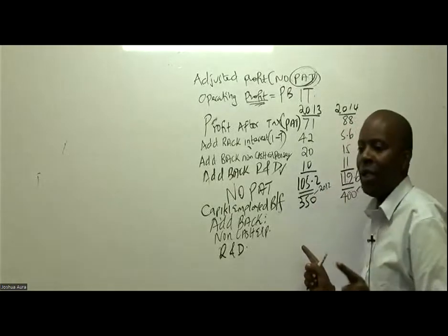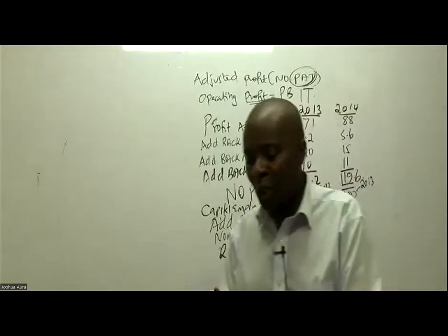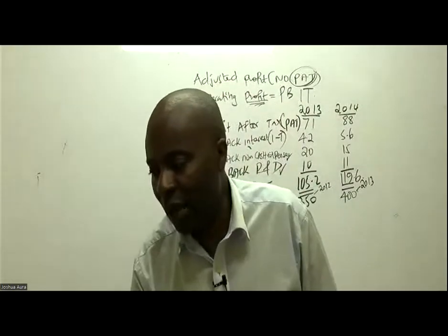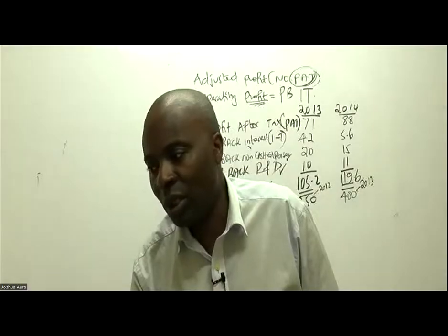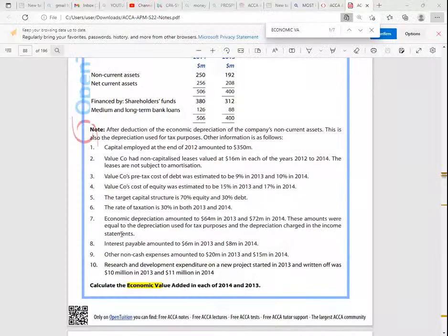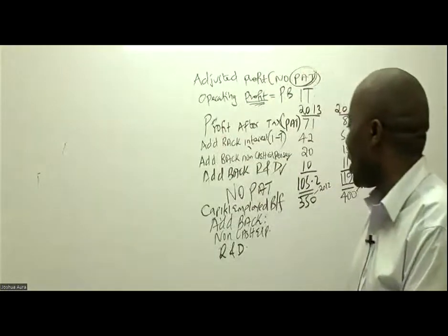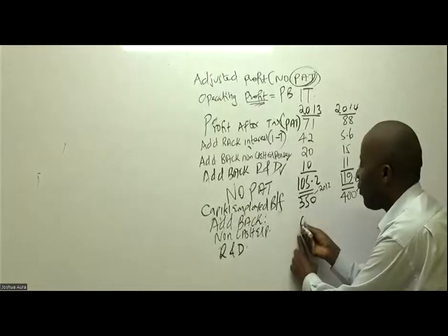We don't have any non-cash expenditure in 2012. You see here, the other non-cash expenses, they've only given us for 2013, right? So in this case here, we don't have non-cash expenditure for 2012. So the non-cash expenditure here for 2012 must have been 0.